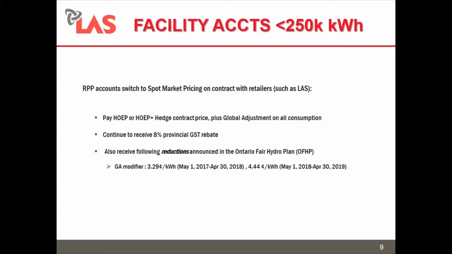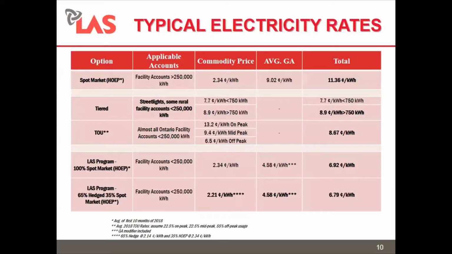It doesn't matter if you're on RPP, paying the TOU rate or the two-tier rate, or you switch to a retail contract. So that's one thing we need to understand. So this one we just bring a reality check. See what the numbers are. We already talked about what rate you're paying and what the structure is. So eventually, how much are we actually paying?